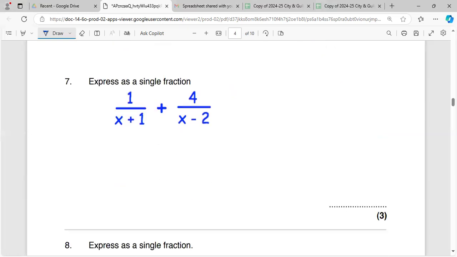All right, let's do this one. It says express as a single fraction. So we have 1 over (x + 1) plus 4 over (x - 2). All right, so guys, this one is a little bit different. The product of these would give you the LCM. So the LCM would have been (x + 1)(x - 2).